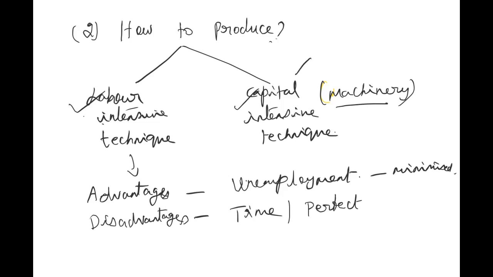Now, what are all the advantages of capital intensive? The production will happen very fast, the speed of the production, and the perfection, as I mentioned to you, the finishing will be good. But what is the problem with the capital intensive technique? It requires a huge amount of investment. So the cost of production will be very high if the country chooses the capital intensive technique, not to mention the unemployment problem.